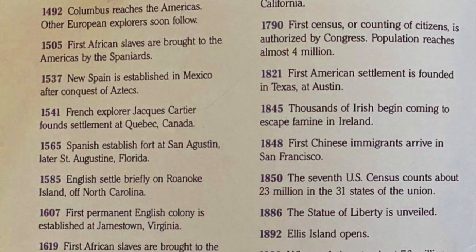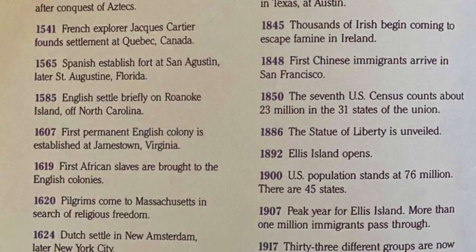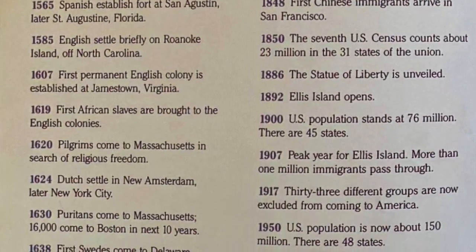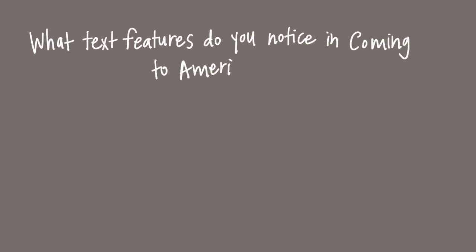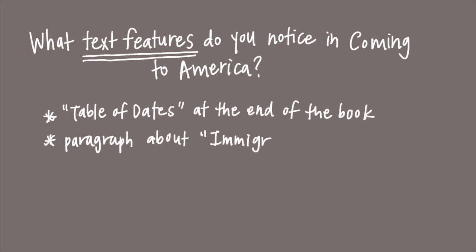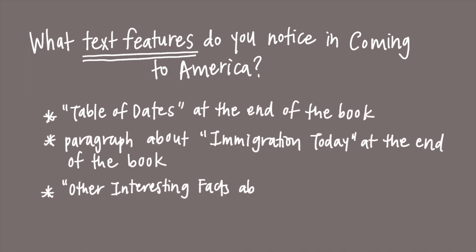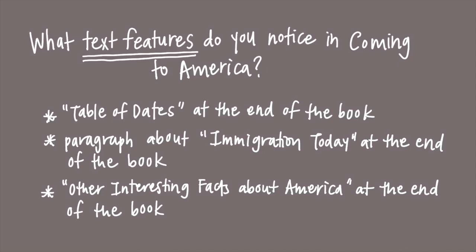This is what the table of dates looks like, and it is attached to the warm-up. So what text features did you notice in Coming to America? I want you to pause and think about it. Okay, so hopefully you saw the table of dates at the end of the book, the paragraph about immigration today, as well as other interesting facts about America, all at the end of the book.